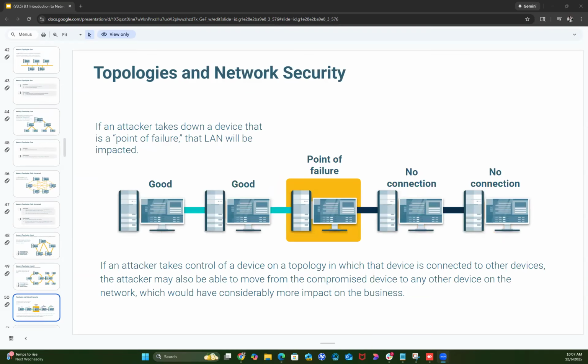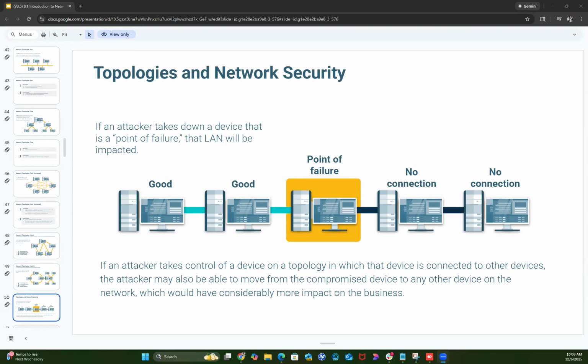So, topologies and network security. As security professionals, understanding the different network topologies is important for the following scenario. If an attacker takes down or takes control of an isolated device with no connection to any other device, only the compromised device is impacted. Point of failure, you see. This is just one topology, good. The second one is good too, but regarding point of failure, if one machine is compromised, another machine will have no connection.